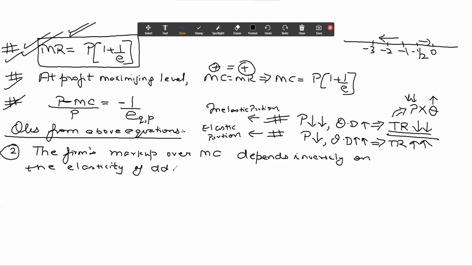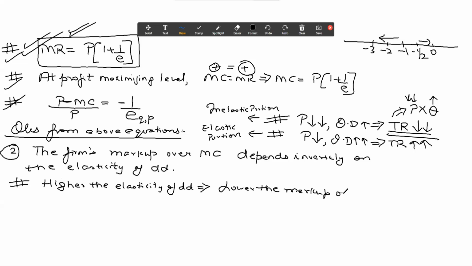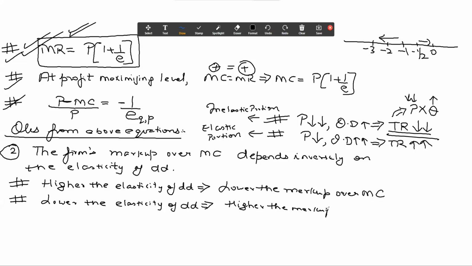So I can say higher the elasticity of demand would imply lower the markup over the marginal cost, and lower the elasticity of demand, it implies higher the markup over and above the marginal cost.